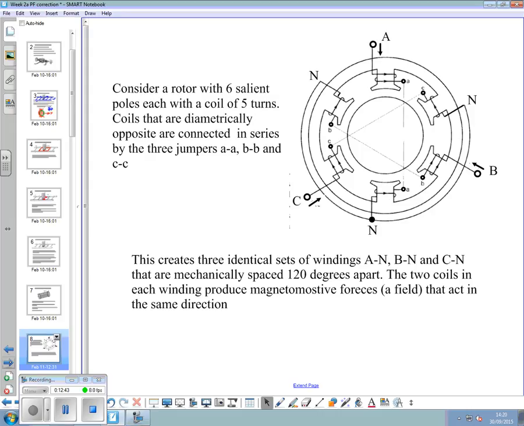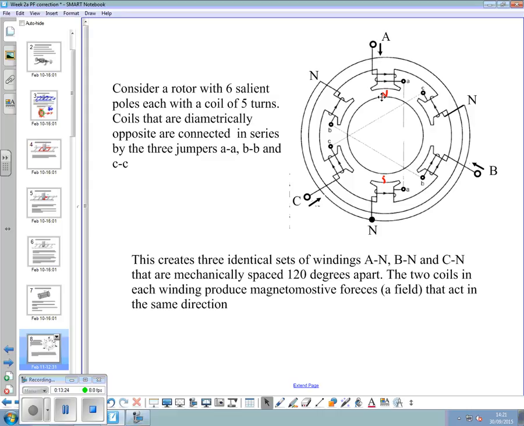If we consider a rotor with what's called 6 salient poles, each with a coil of 5 turns, coils that are diametrically opposite are connected in series by 3 jumpers, A to A, B to B, and C to C. So what effectively happens magnetically is, with the currents in the right direction, we create north-south poles that are opposite each other. Three pairs, 6 actual poles.